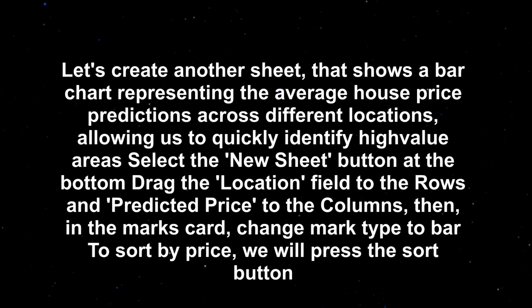Let's create another sheet that shows a bar chart representing the average house price predictions across different locations, allowing us to quickly identify high-value areas. Select the New Sheet button at the bottom. Drag the location field to the rows and predicted price to the columns. Then, in the Marks card, change mark type to bar. To sort by price, we will press the Sort button.